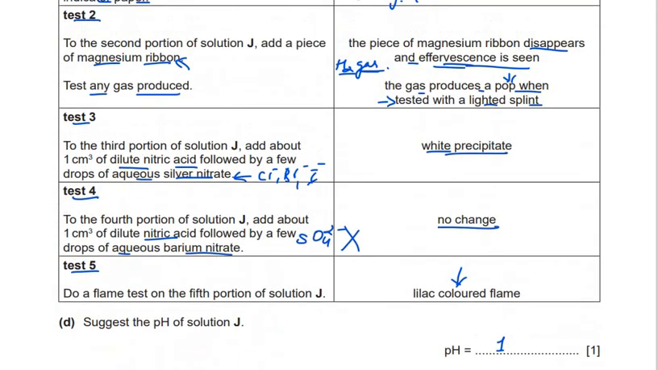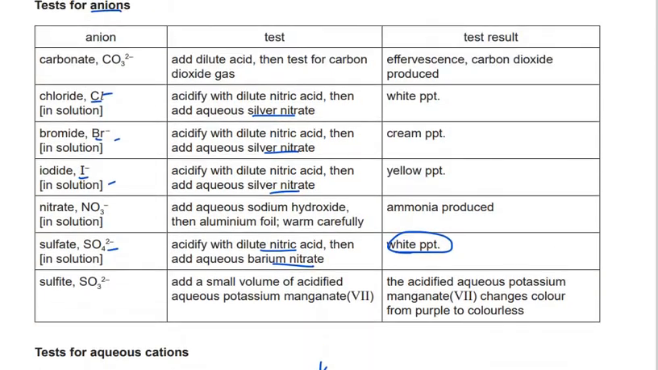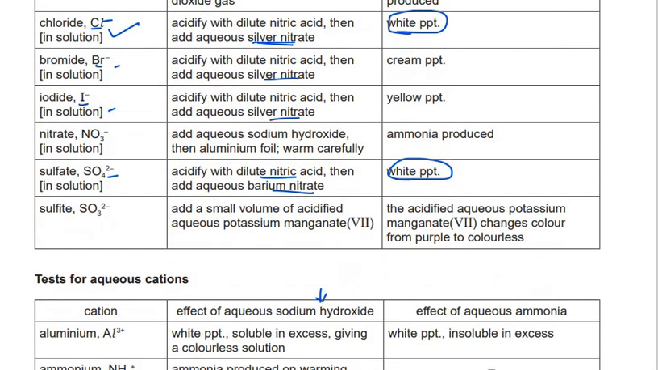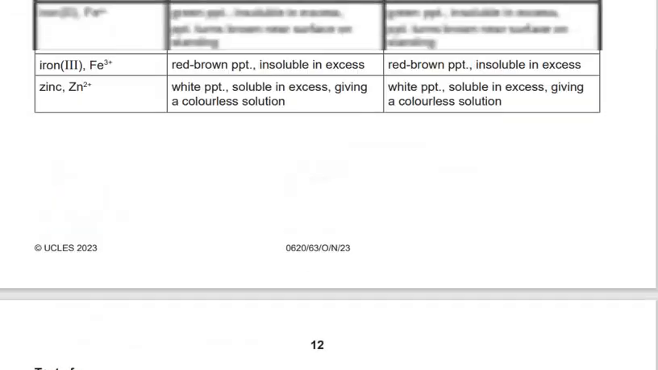Identify the 3 ions in solution J. Now let's go ahead with the tests. Here white precipitates with the chloride, bromide, iodide ions, lilac color flame, and we have already seen that it's an acid. So if it's an acid, hydrogen ion should be present, so H plus is for sure present. Now out of chloride, bromide, iodide with the silver nitrate test, we got the white precipitate, so chloride is present. So we have already got 1 cation, 1 anion.